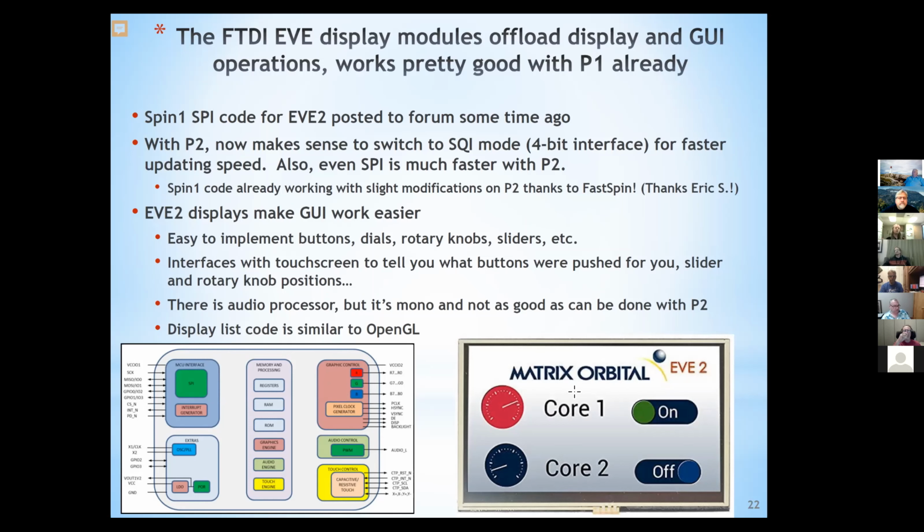There's also an audio processor, but it's mono. I don't know why they didn't make it stereo with the new versions, but it's still mono. I think we can do audio probably better with the P2, and I know people are working on audio drivers for the P2. So I might not use its audio, but use the P2 audio instead.